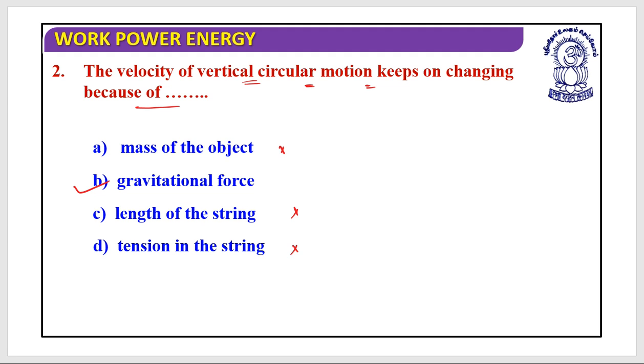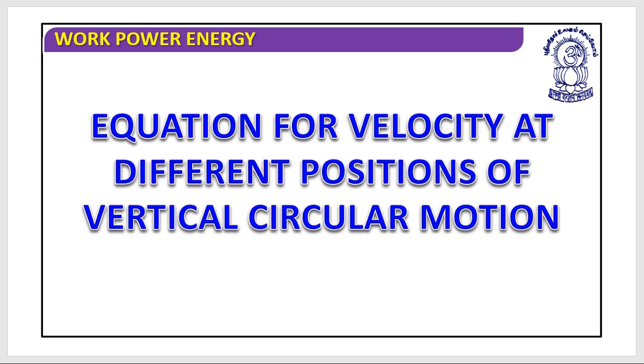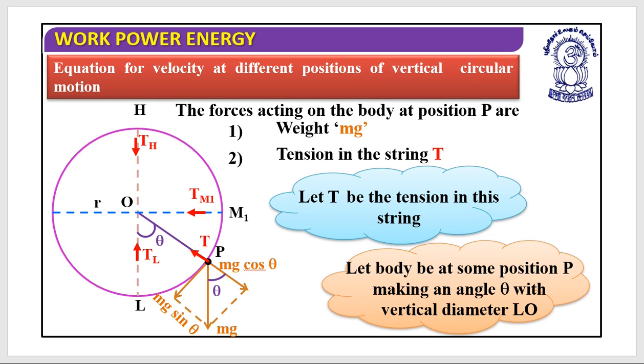Is it? So now let's look at the mathematical modeling of this vertical circular motion. So we are going to use this. It's an equation for velocity at different positions of vertical circular motion. So let's have a look what would be the situation.